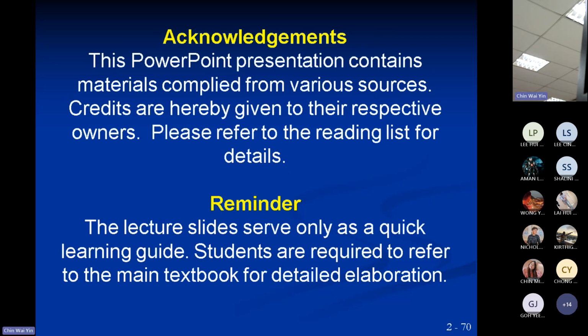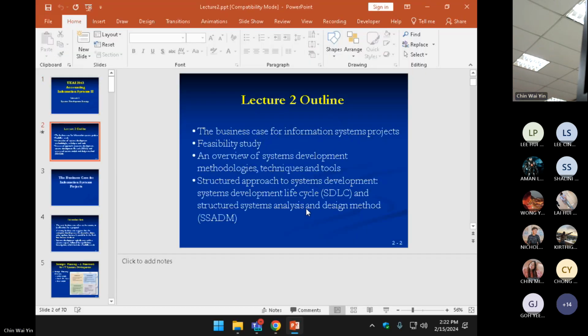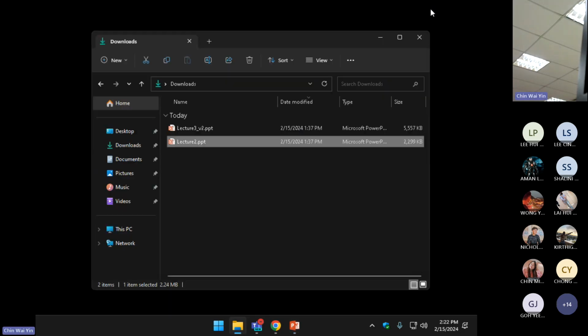So we covered what a business case is, and also what methodology, techniques, and tools are, and then the methodology that is our focus, which is SDLC. Those online, any question before we move on to lecture 3?